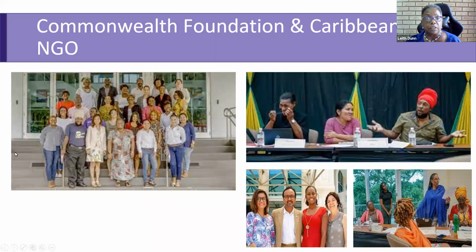And this is just a picture of one of the activities we had with the Commonwealth Foundation in Jamaica, which was at the regional headquarters. These were NGOs from across the Caribbean and some folks from UNDP, teaching them about gender, mainstreaming gender, and climate change.